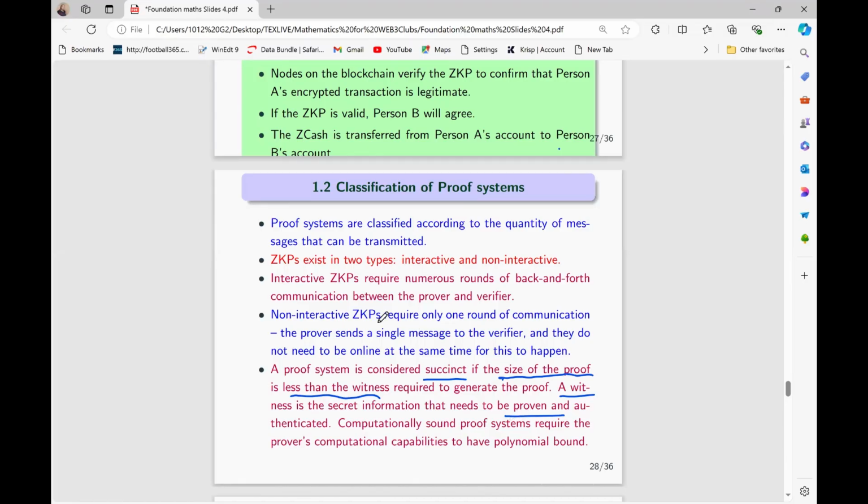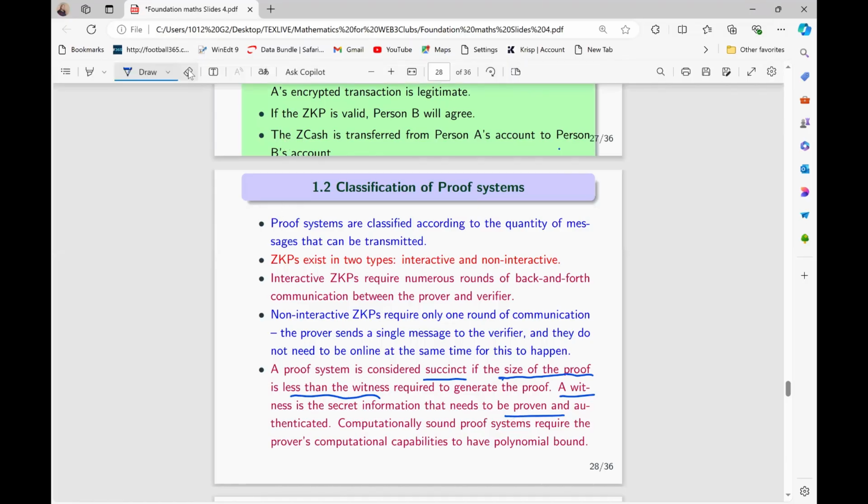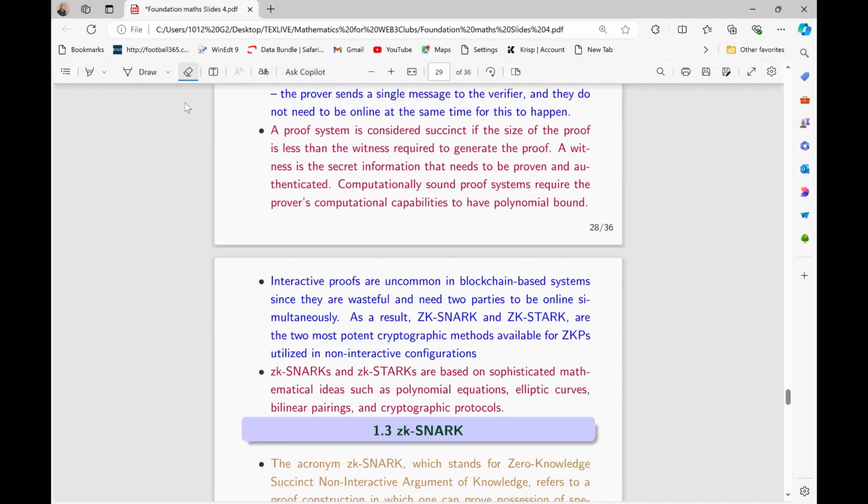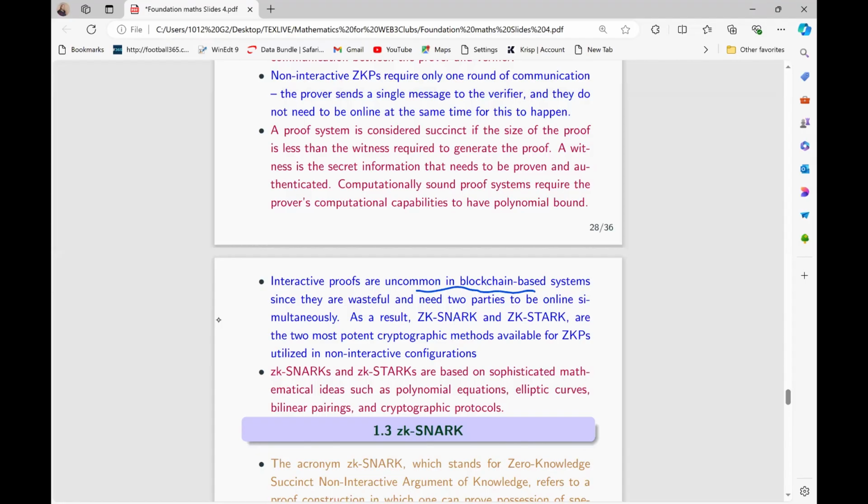Okay, so I now can look at the non-interactive zero knowledge proofs. Just before that, I've said here that interactive proofs are uncommon. In fact, I've already said this. They are uncommon in blockchain systems. And the reason is they're wasteful and need two parties to be online at the same time.